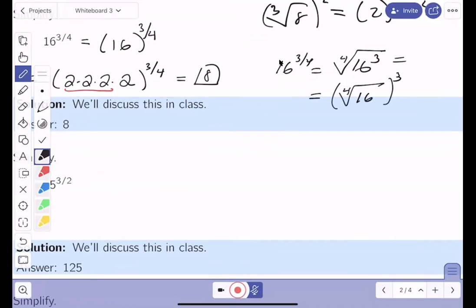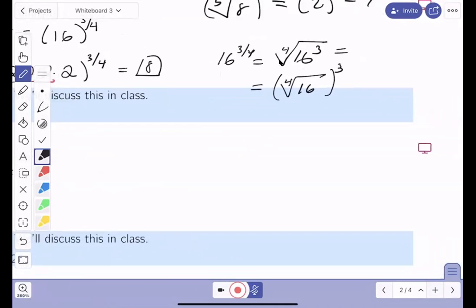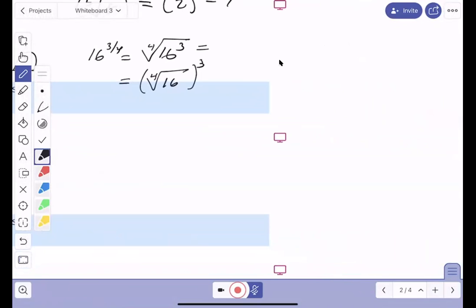I want to point out 16 cubed is probably not where you want to go. Now, could you do it? Yeah, you could. And I'm going to try to do it in my head. And that's going to be 2 to the 12th. Ooh, that's a big number. I don't think I want to do that. But I think I can do the 4th root of 16.